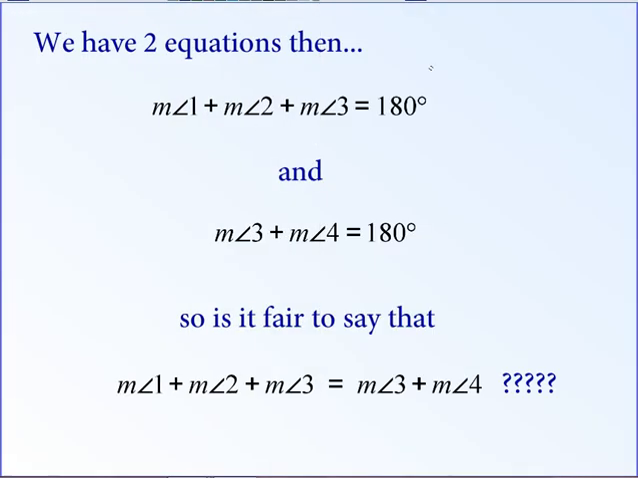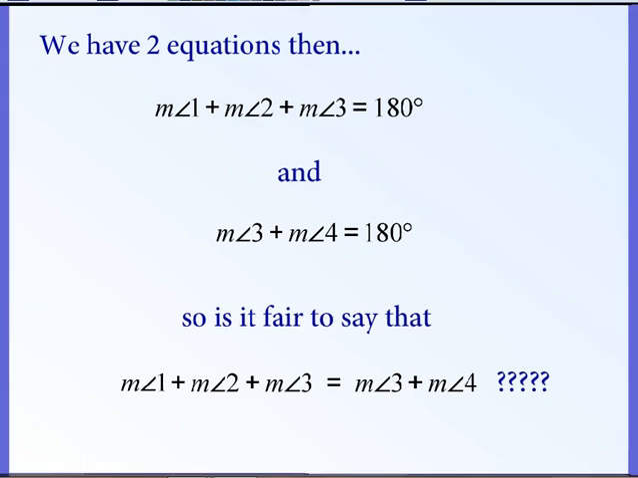So that kind of gives me two different equations. I have 1, 2, and 3 that added up to 180. And now I have 3 and 4 that add up to 180. They are both equal to 180. So is it fair to say that 1 plus 2 plus 3 is the same as 3 plus 4? I would say so.